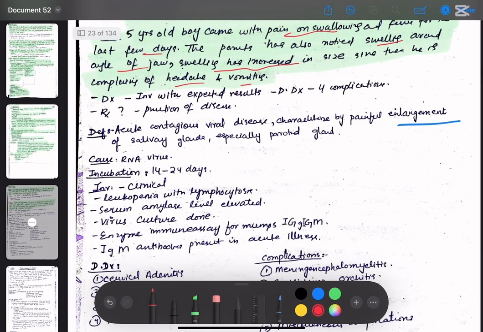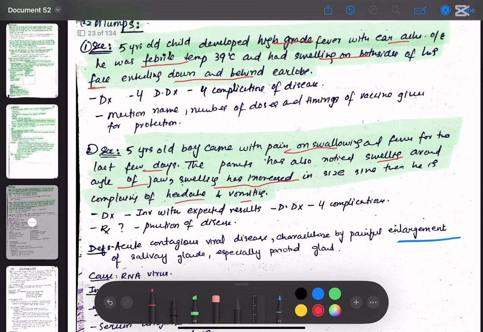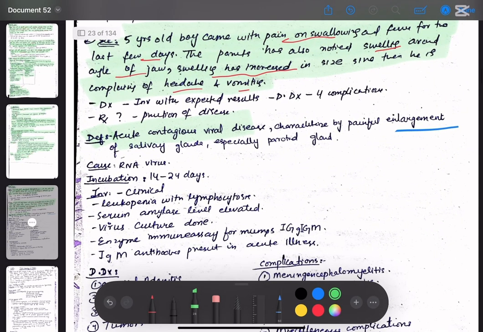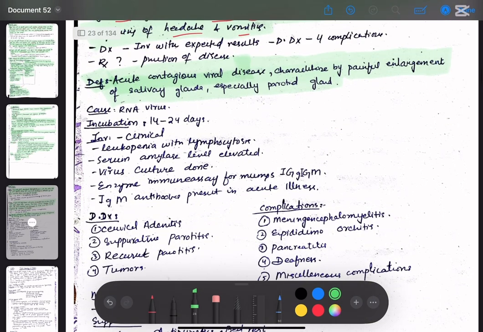So the definition of mumps is that it is an acute contagious viral disease, characterized by painful enlargement of the salivary glands, especially the parotid gland. The cause of mumps is an RNA virus, and the incubation period is 14 to 24 days. The investigation is clinical. Leukopenia with lymphocytosis is present. Serum amylase level is elevated.